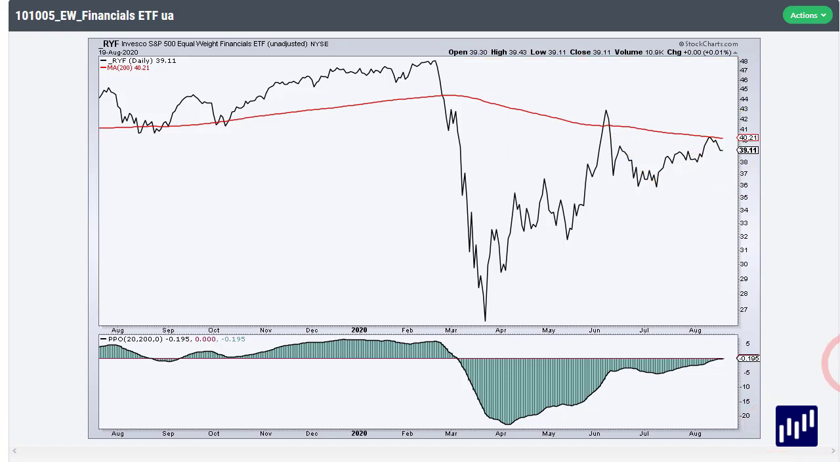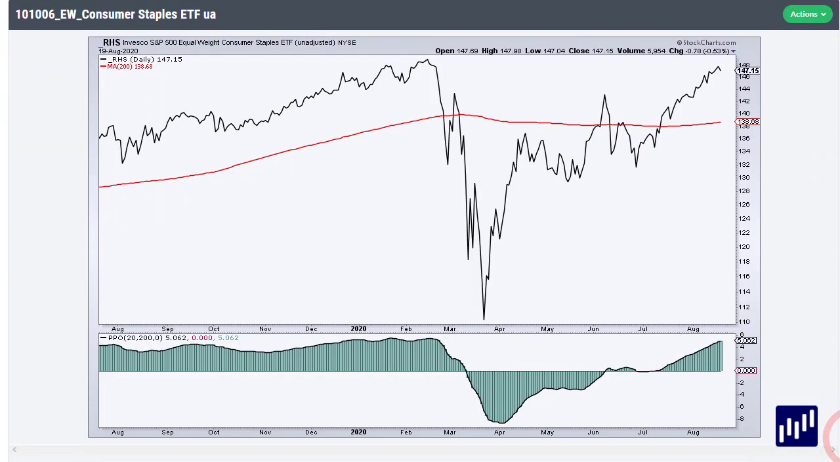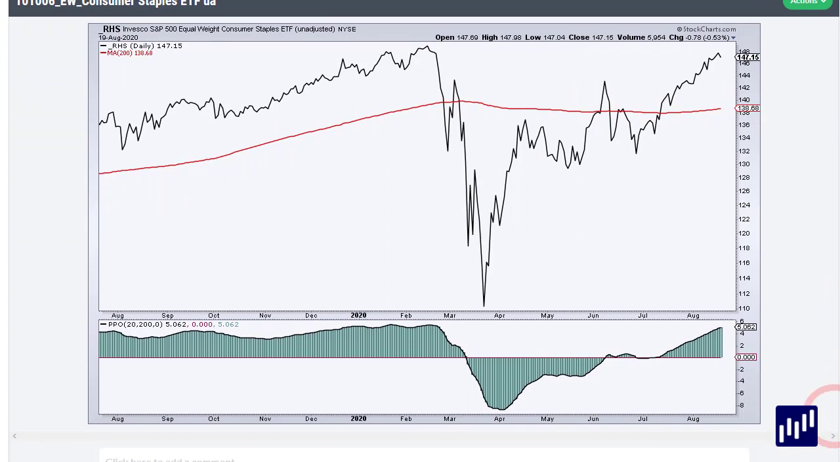And that's an important sector. The fact that finance isn't performing well tells you that this market is not clicking on all cylinders. Here's consumer staples. It's doing okay. It hasn't cleared the February high, but it did clear the June high. So it's doing all right.